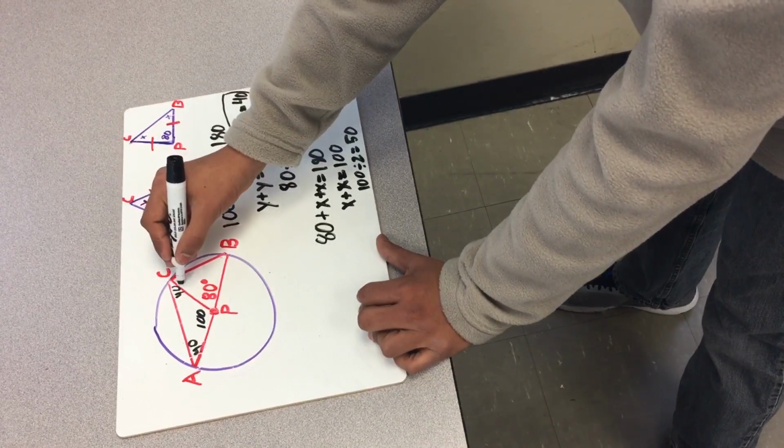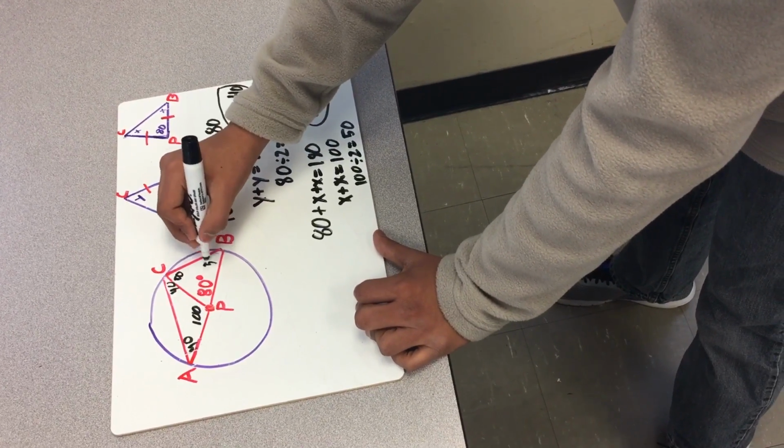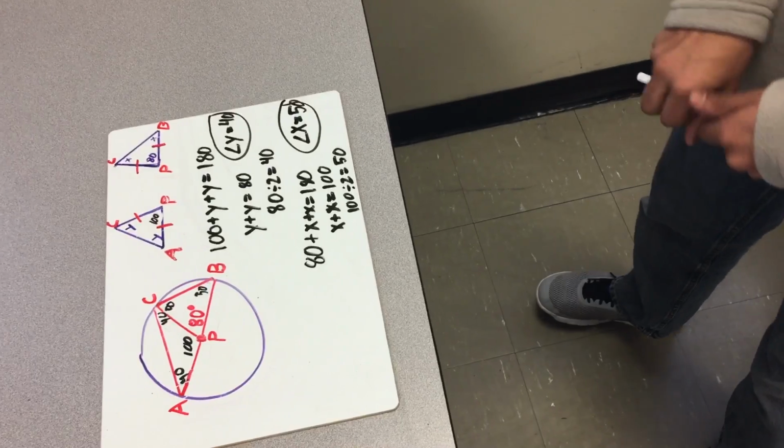So 50 right here, 50 right here. That's how you solve the angles of an inscribed triangle.